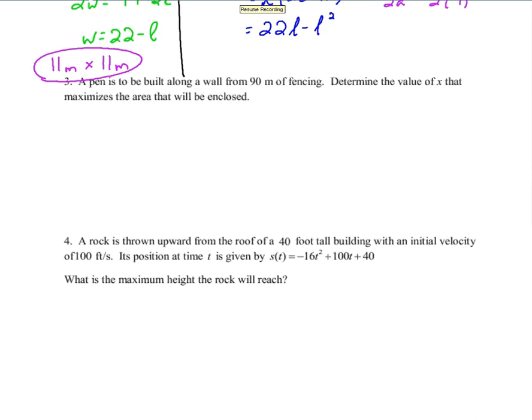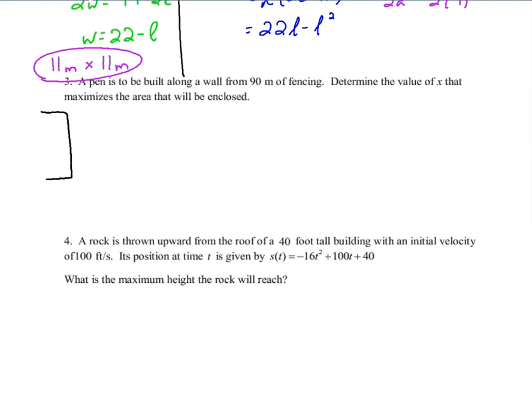All right, so we've got this pen that's going to be built along a wall from 90 meters of fencing. We've got to determine the value of x that maximizes the area that will be enclosed. What's interesting about this problem is it doesn't specify the shape of the pen, but I'm going to assume it's rectangular. That just seems to make the most sense. Okay, so we're going to have three sides here for our rectangle, aren't we? Well, here, we're going to assume it's rectangular. So we're going to roll with the rectangular part.